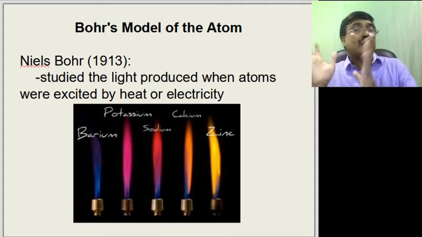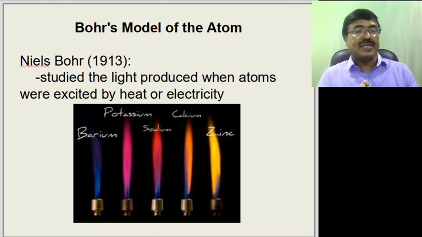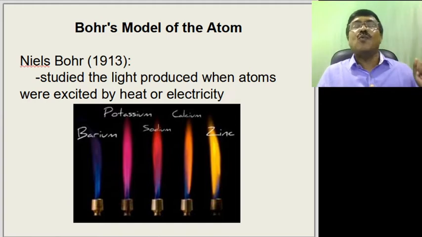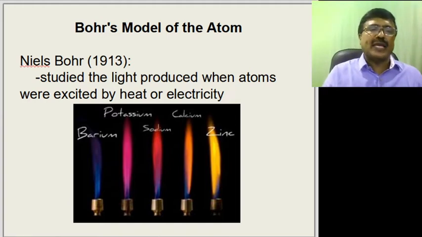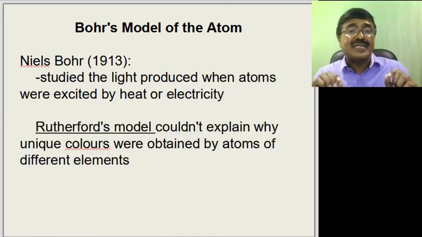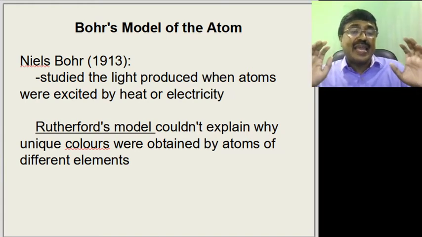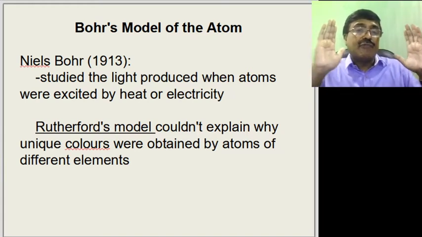A particular color means a particular wavelength of light is emitted, right? So why is this happening? That could not be explained. Why do atoms emit light when excited?